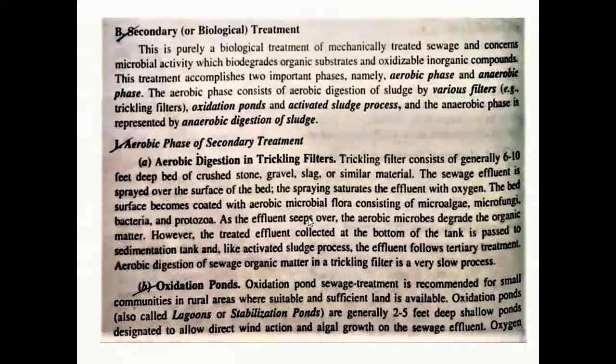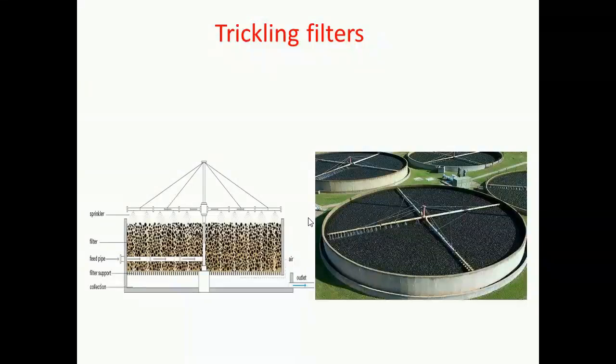However, the treated effluent collects at the bottom of the tank and is passed to a sedimentation tank, like in the activated sludge process. The effluent then follows tertiary treatment. Aerobic digestion of sewage organic matter in a trickling filter is a very slow process. Here we are observing the trickling filters. On the right side we are observing the largest trickling filter.